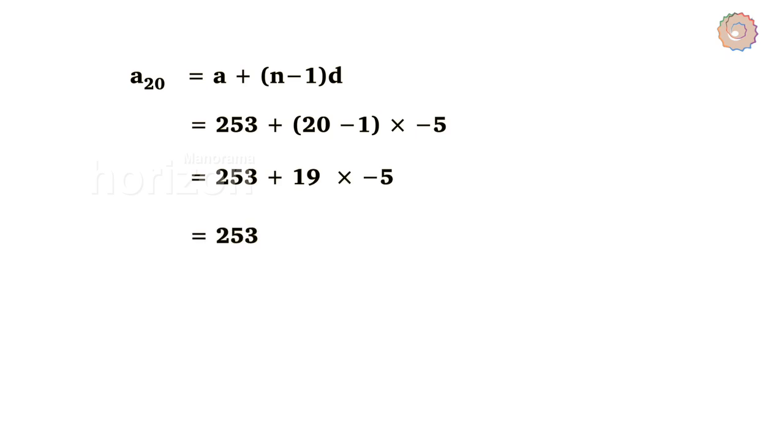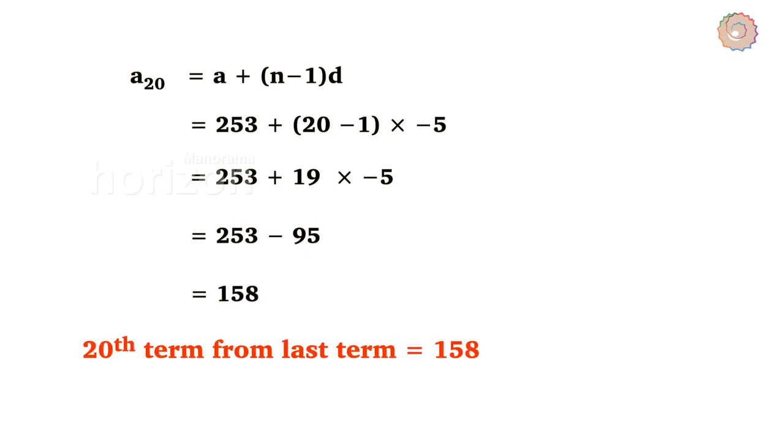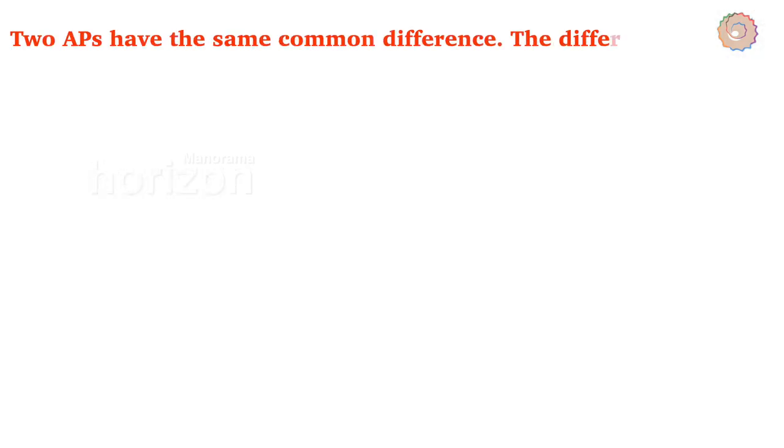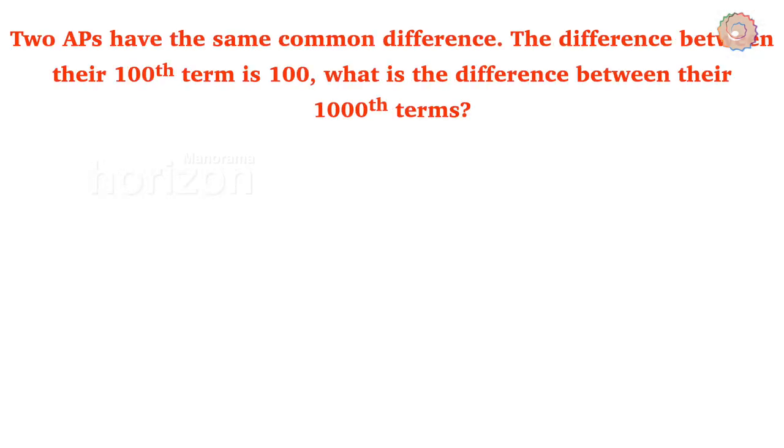On solving, we get 253 minus 95 as 158. So the 20th term from the last term is 158. Now problem number 3. Two APs have the same common difference. The difference between their 100th terms is 100. What is the difference between their 1000th terms?